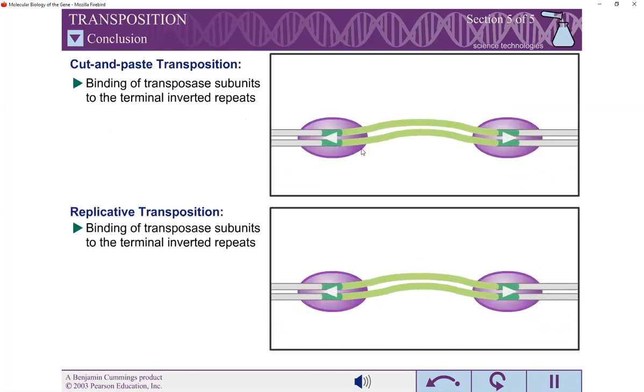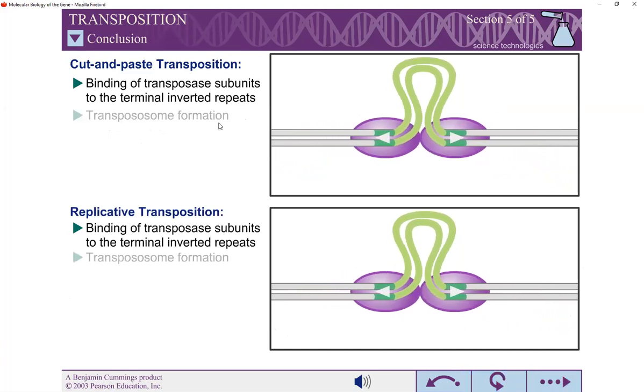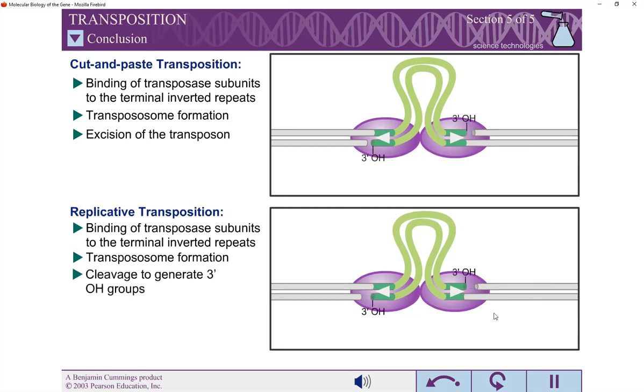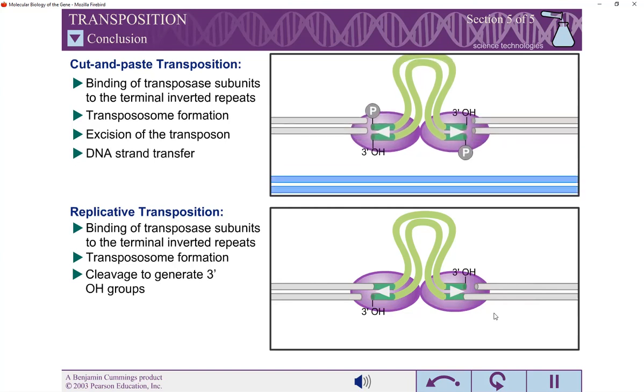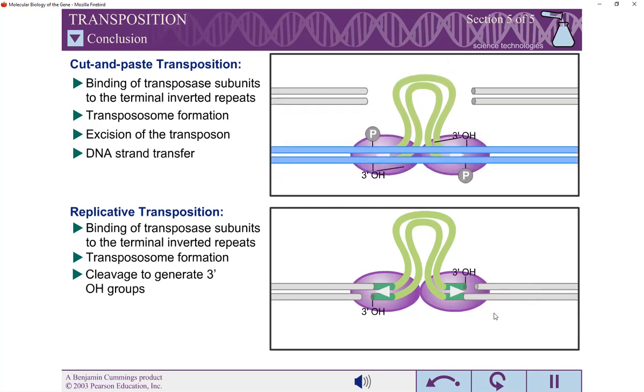Next. Transposition can occur by either of two mechanisms. This is just the conclusion. Just looking at the conclusion, cut and paste mechanism. Cut and paste transposition or replicative transposition. While the outcomes of the two mechanisms are different, the mechanism of strand transfer is very similar in cut and paste transposition and replicative transposition.